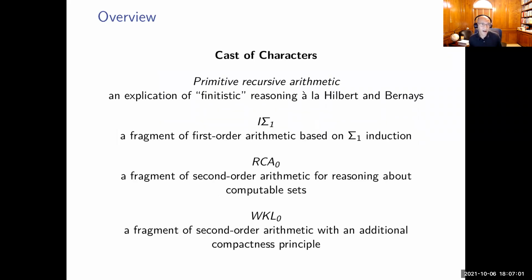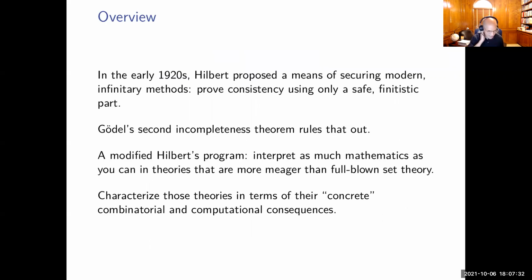Particularly, I'll be telling you about primitive recursive arithmetic, which is a formulation of what Hilbert and Bernays meant, or might have meant, when they talked about finitistic reasoning. A fragment of first order arithmetic called I Sigma one. A fragment of second order arithmetic called RCA naught that's designed for reasoning about computable sets. And then a fragment of second order arithmetic with an additional compactness principle known as weak Kőnig's lemma. That's WKL naught.